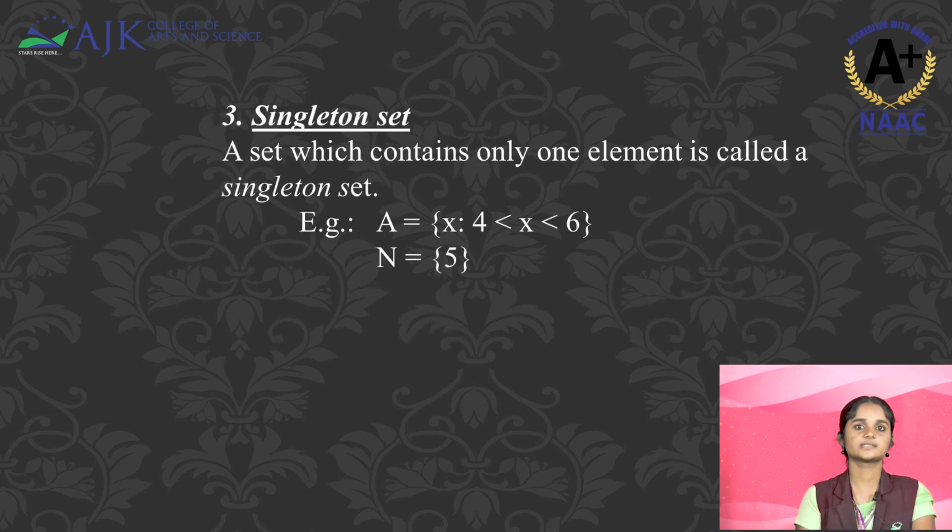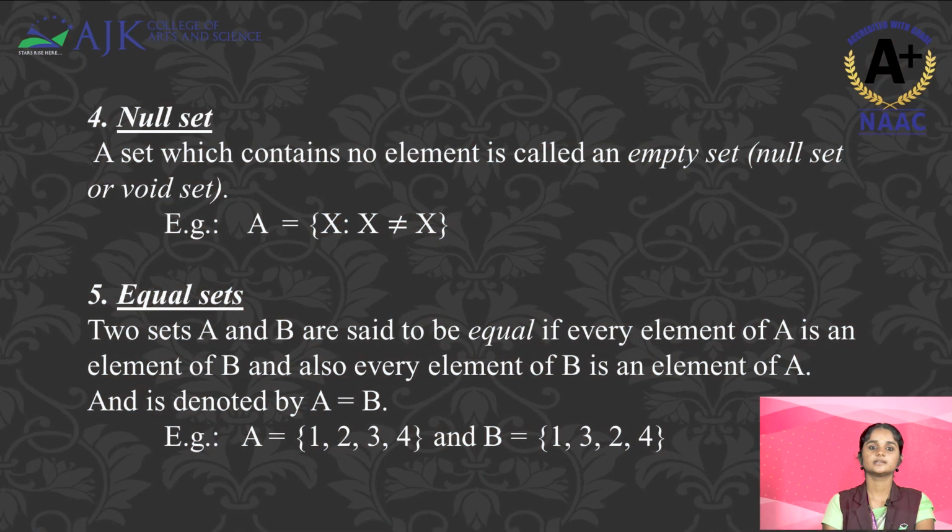So the next type is the singleton set. A set which contains only one element is called a singleton set. For example, we are considering a set A equal to the set of all x such that 4 less than or equal to x less than or equal to 6. So the next type is the null set. A set which contains no element is called an empty set. It is also called a null set or void set.